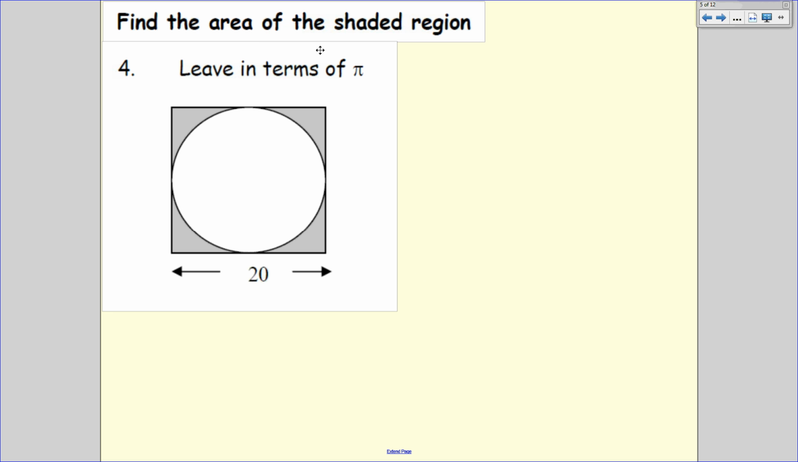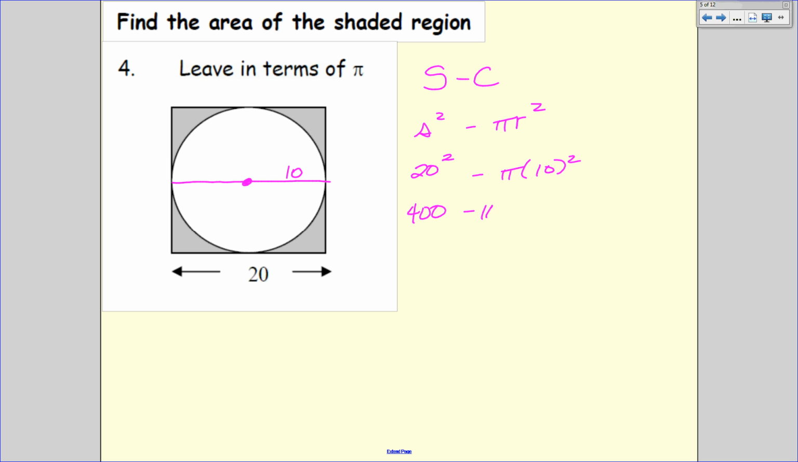Okay, number four. Find the area of the shaded region, leave your answer in terms of pi. We've been doing that anyway. So I see that I have a square and I'm going to need to subtract the circle. The area of a square is just side squared. Well, if my side is 20, 20 squared is 400. The circle is pi r squared. Well, if the diameter all the way across the circle is 20, then what is the radius? Well, it's 10. So this would be pi 10 squared, so minus 100 pi. And that is your answer, units squared. So that would be your total answer, the area of the shaded region.